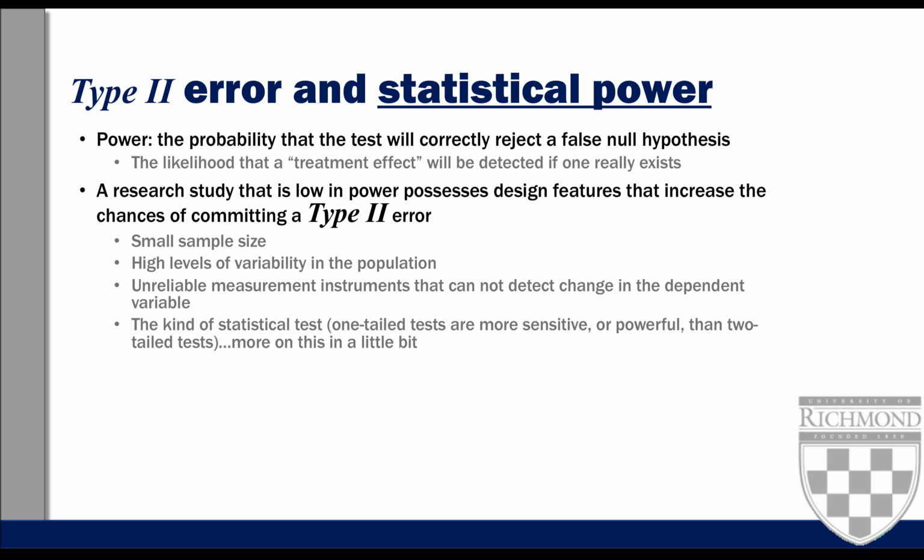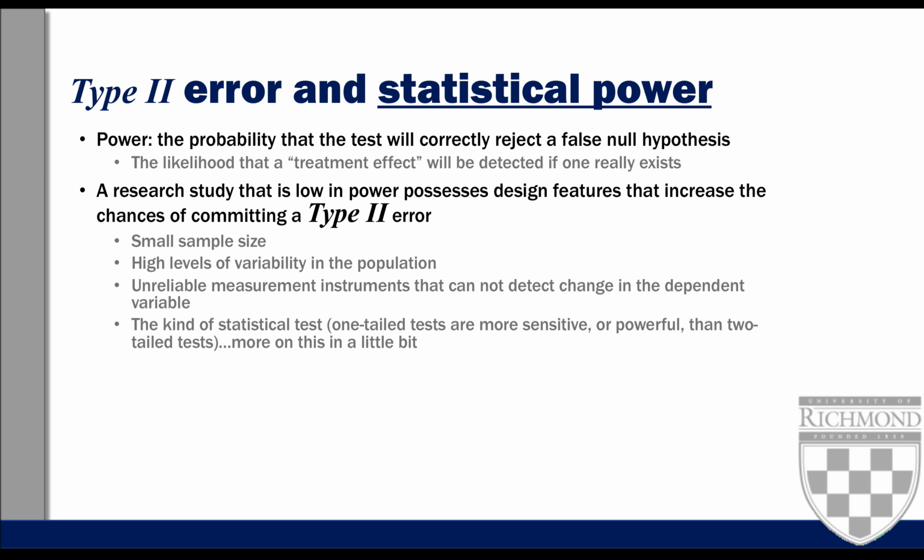The kind of statistical test you run will make a difference on type 2 error. So you're going to be reading about in your text one-tailed tests and two-tailed tests. One-tailed tests are more sensitive because what we do is we load the region of rejection into one side of the sampling distribution. That has the effect of lowering the z-score required to reject the null hypothesis. In other words, the z-crit gets smaller because all the region of rejection is on one side of the distribution.